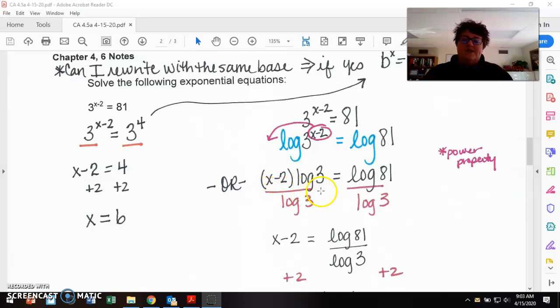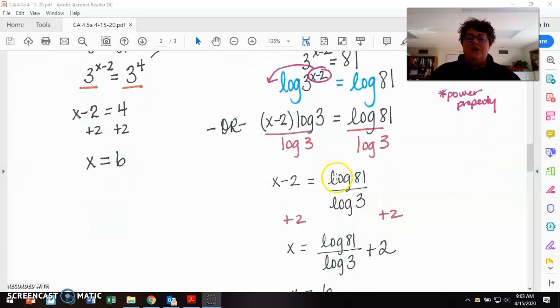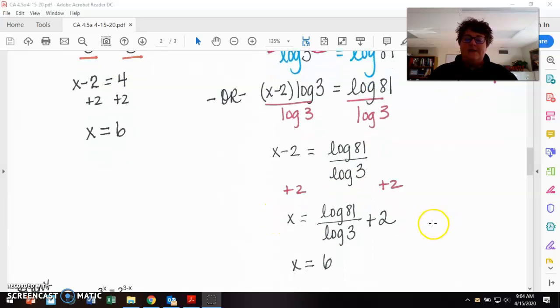Okay, and then in this one, I can divide by log of 3. And remember, log of 3 is just a number. You're going to evaluate it at the end, but it's just a number. So divide both sides by log of 3. So I get x minus 2 is equal to the log of 81 divided by the log of 3. And then add 2 to both sides.